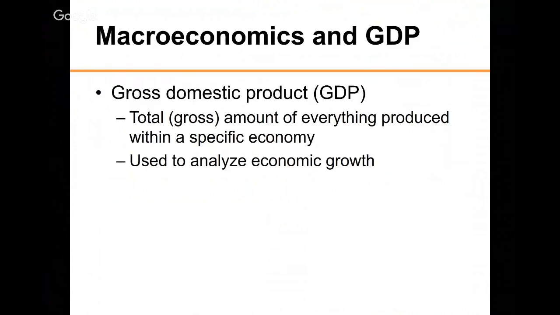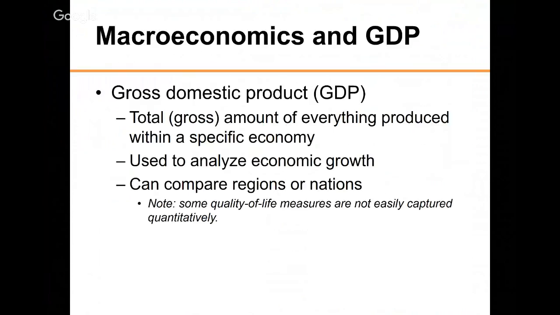Now there's one more term you might see later. It's called GNP, which stands for gross national product. That measures everything produced by the home economy, regardless of where the good is produced. So the difference between GNP and GDP is that GDP is everything produced in the country, regardless of who produced it. GNP is everything produced by the home economy.